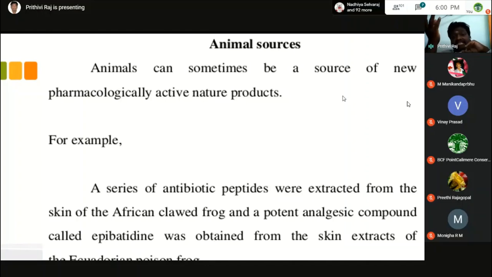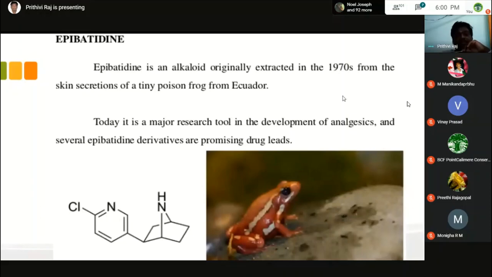So let's come to the animal resources. Animals can sometimes be a source of new biologically active natural products. We can go through a few examples. The first example is a frog. The African frog's skin contains a tiny amount of poison.